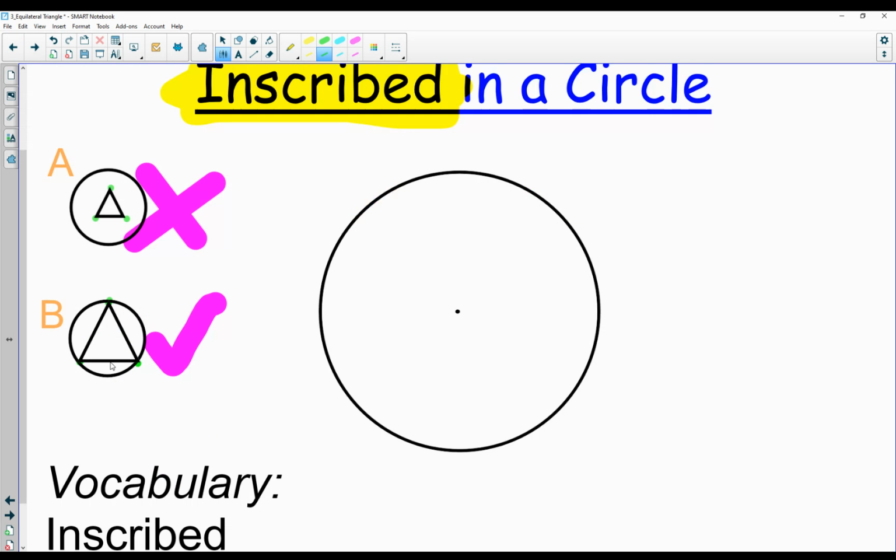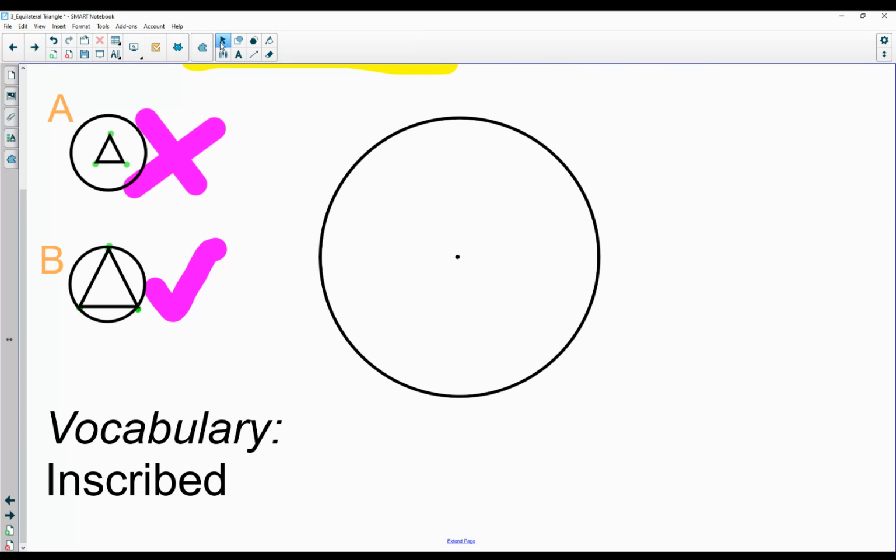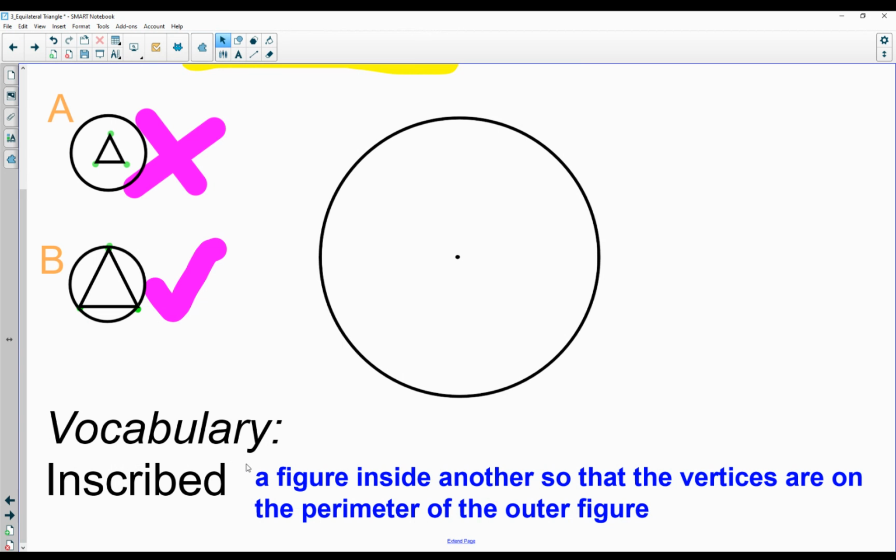So inscribed means, for our course, a figure is inside another so that the vertices are actually on the perimeter of the outer figure. And that's really important for this class. We're going to be inscribing many figures in a circle. We also may ask you to sketch something that's inscribed, meaning you don't have to use your compass, just simply sketch something. You always want to ensure that the vertices are on the perimeter of the outer figure.